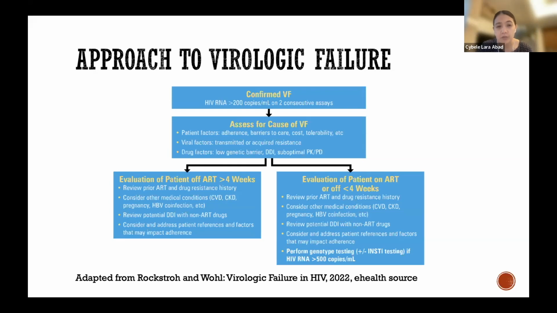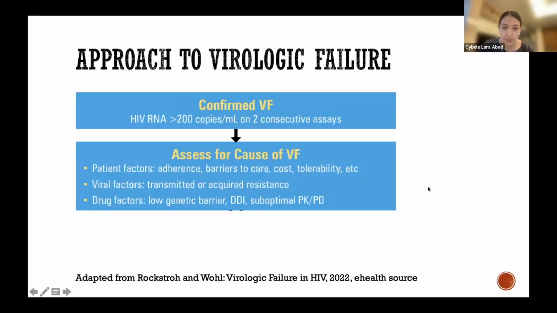So for patient factors, the most common is, of course, poor adherence. For viral factors, does the patient have transmitted or acquired resistance? We'll talk about that in the next few slides. And drug factors are the factors of the regimen itself. Does the regimen have a poor genetic barrier? Is it easy to get mutations with the current regimen? Again, we'll talk about that when we talk about HIV genotyping. And then you can evaluate depending upon how long the patient has been off his regimen. For this particular patient, we have been off for less than 4 weeks, which is to the right of your screens. So let's think about this particular patient and try to assess his causes for virological failure.